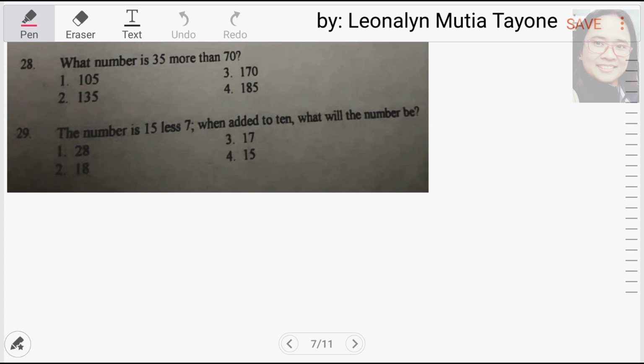Next, what number is 35 more than 70? That is the same as 35 plus 70. Yan yung ibig sabihin yan. 35 more than 70, that is 35 plus 70. And the answer here is 105.